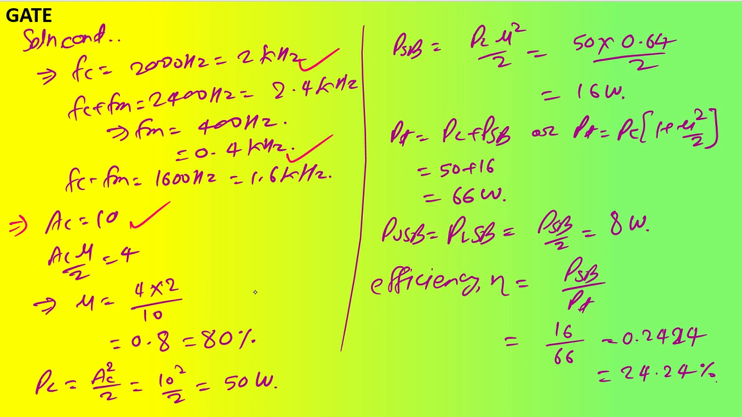So AC we have got, modulation index we have got. What would be the carrier power? So my carrier power is AC square by 2, that is going to be 10 square by 2, that is 50 watt.